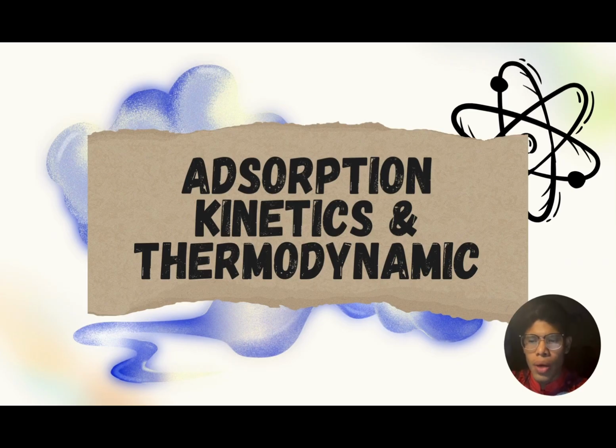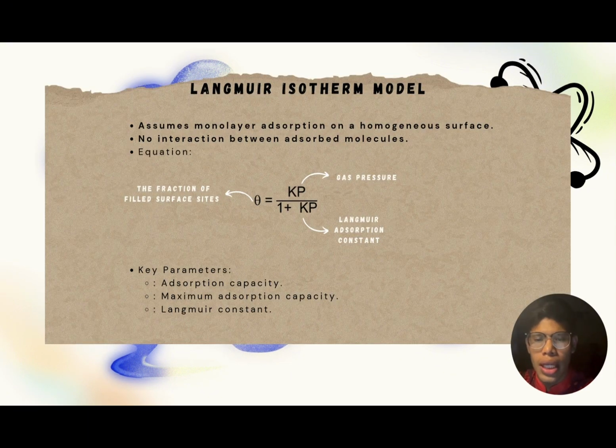Next, I will explain about adsorption kinetics and thermodynamics. Let's start with the adsorption models. The Langmuir isotherm model assumes monolayer adsorption on a uniform surface with no interaction between adsorbed molecules. The equation for the Langmuir isotherm is θ = KP / (1 + KP). θ is the fraction of filled surface sites, P is the pressure, and K is the Langmuir adsorption constant.